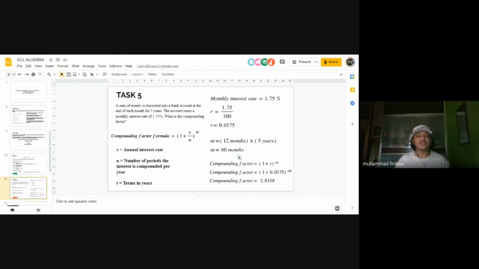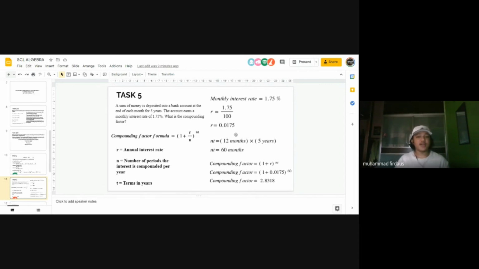But the difference is about the interest rate. R is an annual interest rate, but the interest rate given in the text is a monthly interest rate. If we use an annual interest rate, then we have to divide R by N. But in this case, we don't have to divide R by N because the interest rate given is already monthly, not annual. So as you can see in the slide, the monthly interest rate is 1.75%, and R is equal to 1.75 over 100, which gives 0.0175.